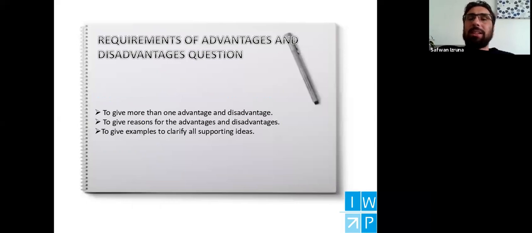Okay, advantages and disadvantages for GT. We just want to present two advantages and two disadvantages, but also we need to develop our writing by giving reasons why there are advantages, reasons why there are disadvantages, and also making sure that we have our supporting ideas and examples.